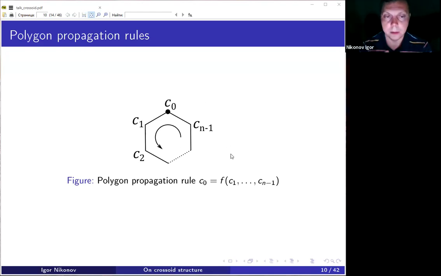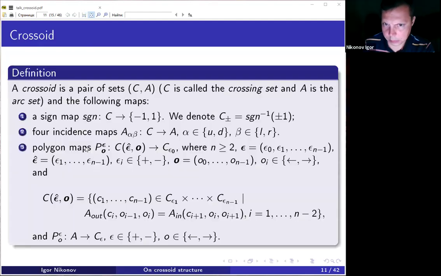So we will use the following rule and then write down which relations should be imposed on this function f so that the set of colorings which satisfy this polygon propagation rule for two diagrams connected by a Reidemeister move must be in one-to-one relation. That is, there must be a bijection between the colorings of crossings of two diagrams connected by a Reidemeister move. So this will give us some structure, which I will call the crossoid structure. So let us pass to the definition of this crossoid structure.